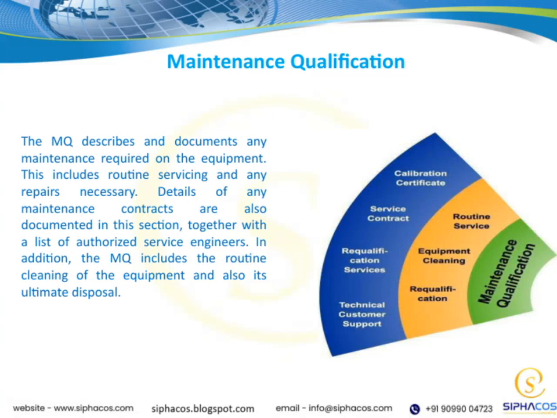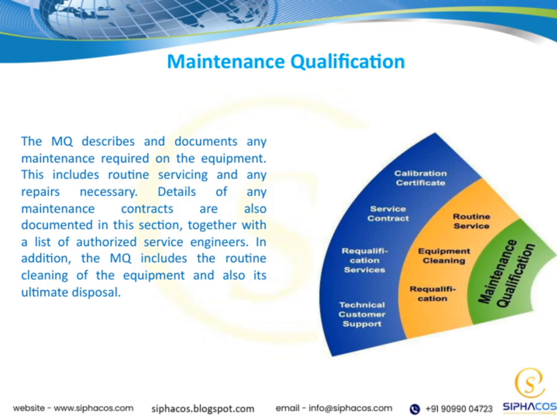Now, let's talk about the maintenance qualification, or MQ. This section is really the core of ensuring our equipment stays reliable and safe to use. It describes and documents any maintenance that the equipment needs over time. This includes routine servicing, which helps keep everything running smoothly, as well as any repairs that might be necessary if something goes wrong. Importantly, the MQ also records details of any maintenance contracts we have in place.